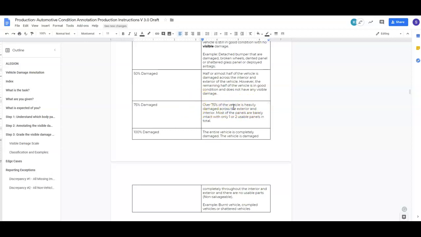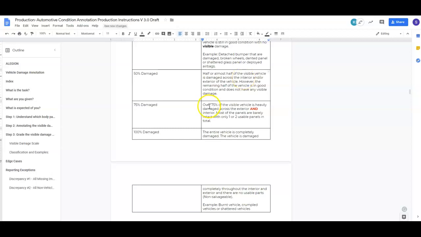Okay, let me write here. Across the exterior, I'm going to emphasize this word: and. So for this one you can have or, and, or. Because it's not necessary that the interior has to be damaged if it's 50% damage. But if it's 75% damage, you better make sure the vehicle that you're looking at must have visible damage. So again, I'll make sure I add the word visible here for everything.